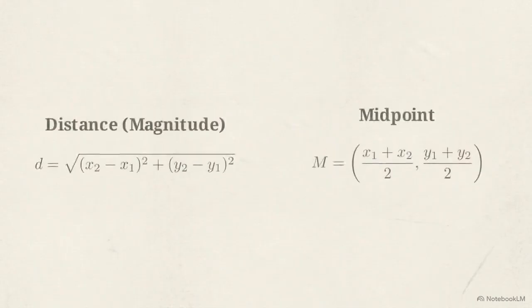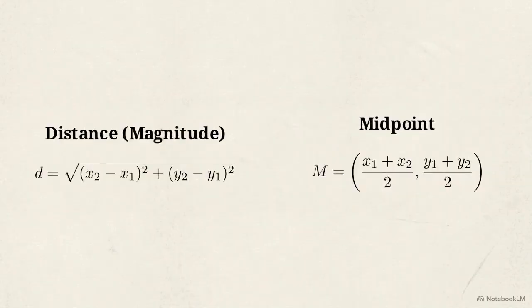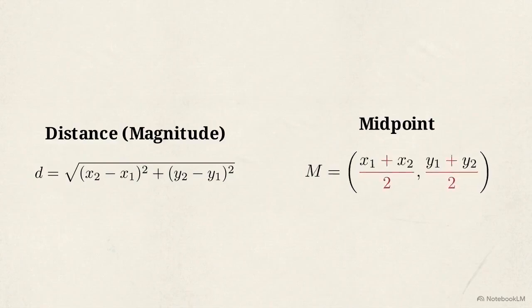Before we finish, we need to differentiate the magnitude formula from the midpoint formula. Look at this side-by-side comparison. On the left, the distance formula relies on subtraction and squares to measure length. On the right, the midpoint formula relies on addition and division by 2 to locate a specific center coordinate.